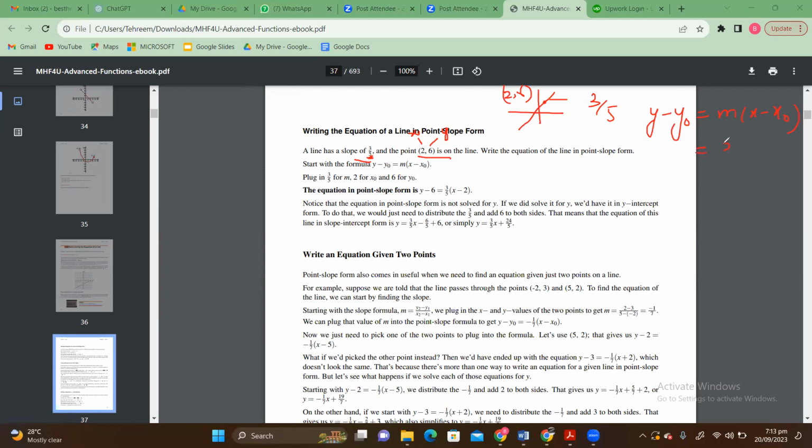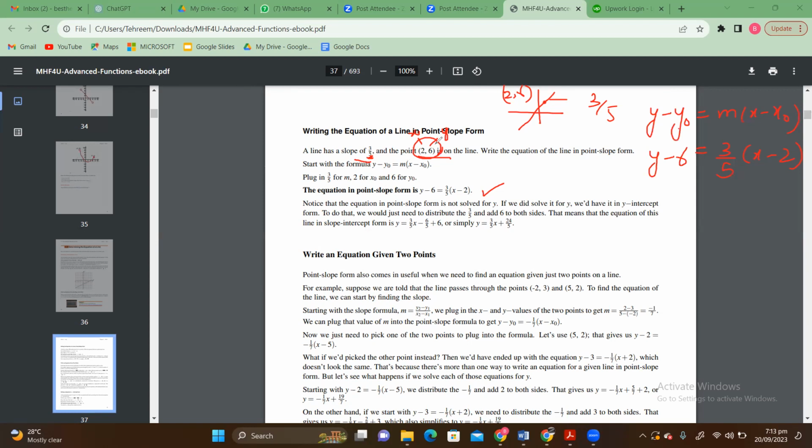So instead of m, we will replace it with 3 by 5. And we have been given the point (2, 6), so these values will come in the places of the naught values, that is 6 and 2. So this is y minus 6 is equal to 3 by 5, x minus 2, the equation in the point slope form.